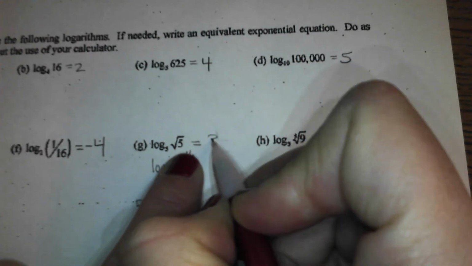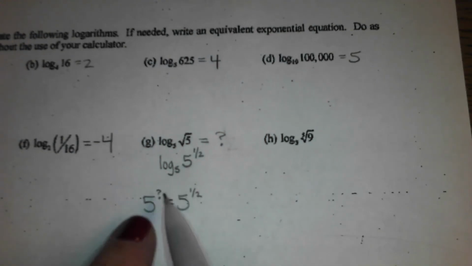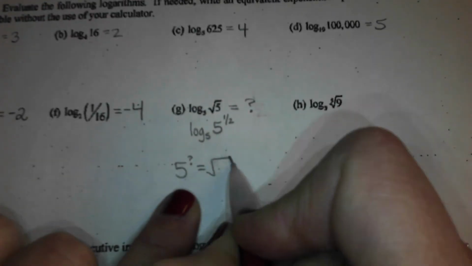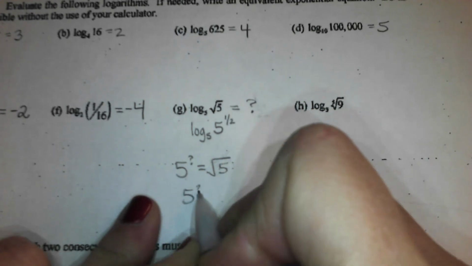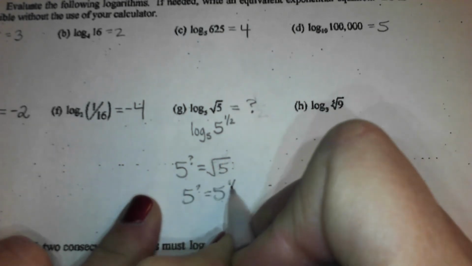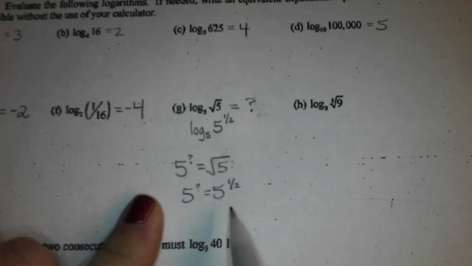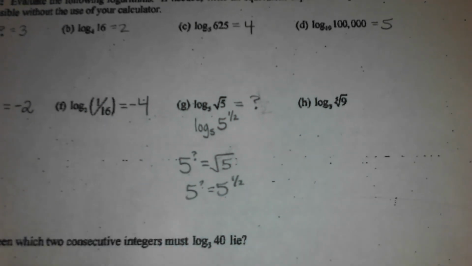So this is your question mark, right? So 5 to what power equals the square root of 5? And when you take the square root of something, that's the same as raising it to the 1/2 power. And so the thing that fills in your question mark is 1/2.